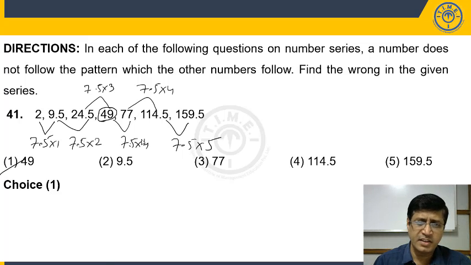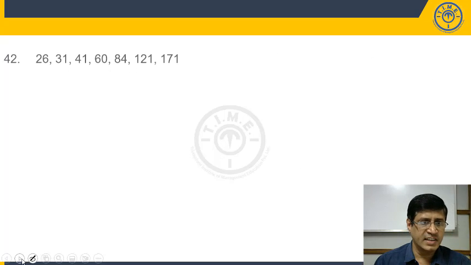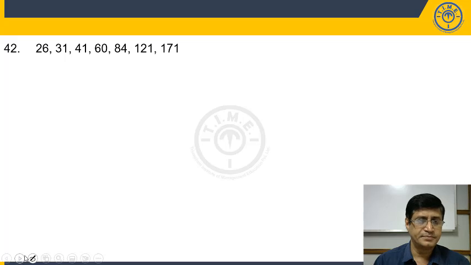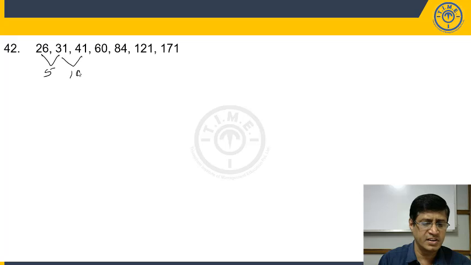Look at this, the remaining numbers are satisfying the condition. Okay. Now look at the next example on your screen. What is given here? 26 and 31. The difference of these two numbers is 5. The next difference is 10. The next difference is 19. The next difference is 24.